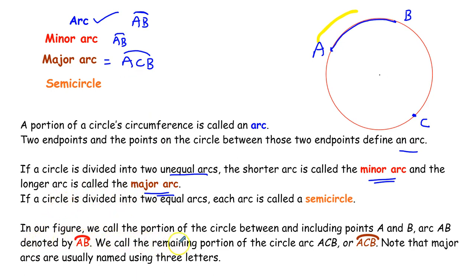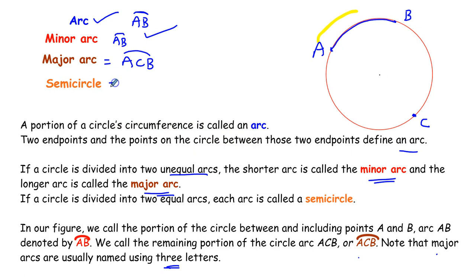If we call the portion of the circle between and including the points A and B arc AB, denoted by arc AB, that's what they are saying here. And we call the remaining portion of the circle arc ACB. This is that arc ACB. In most cases, major arcs are denoted by 3 letters, and sometimes in some scenarios even the minor arc will be denoted by 3 letters. We can see an example in the next slide.